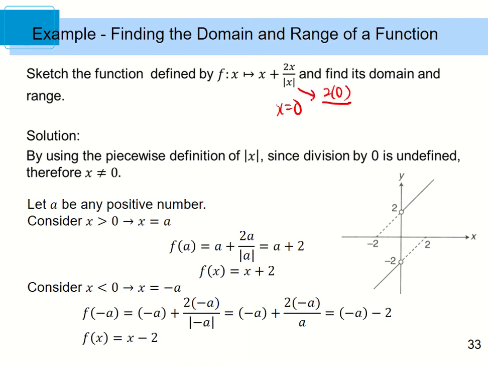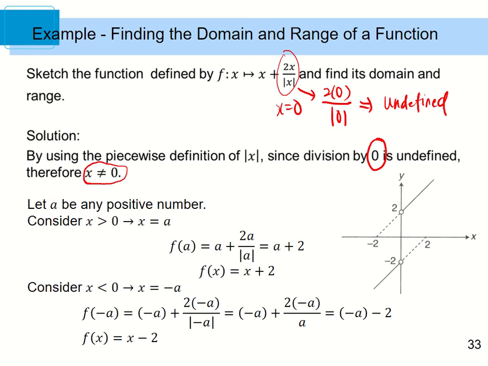2 times 0 over 0. So this is undefined. Therefore, first we know that 0 is excluded for x. When x is 0, the function is undefined. So x must not be 0, because when x is 0, this part is undefined.